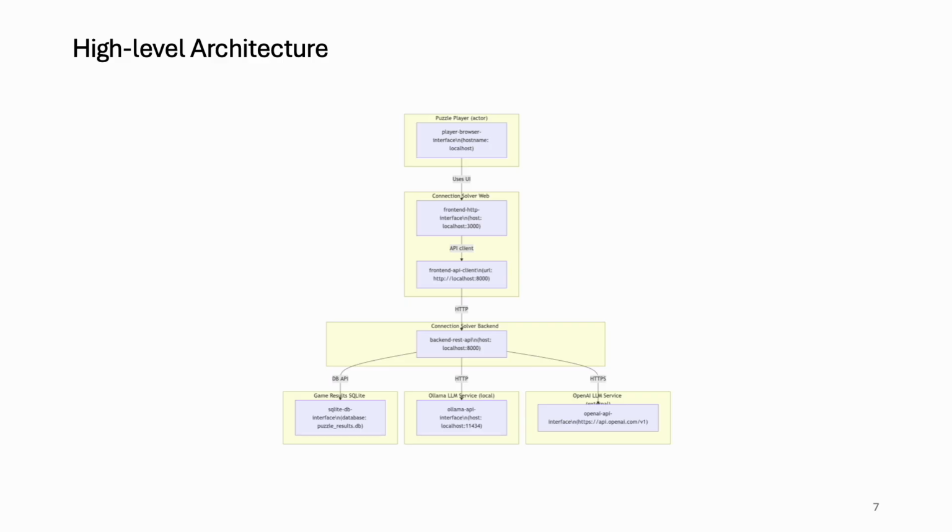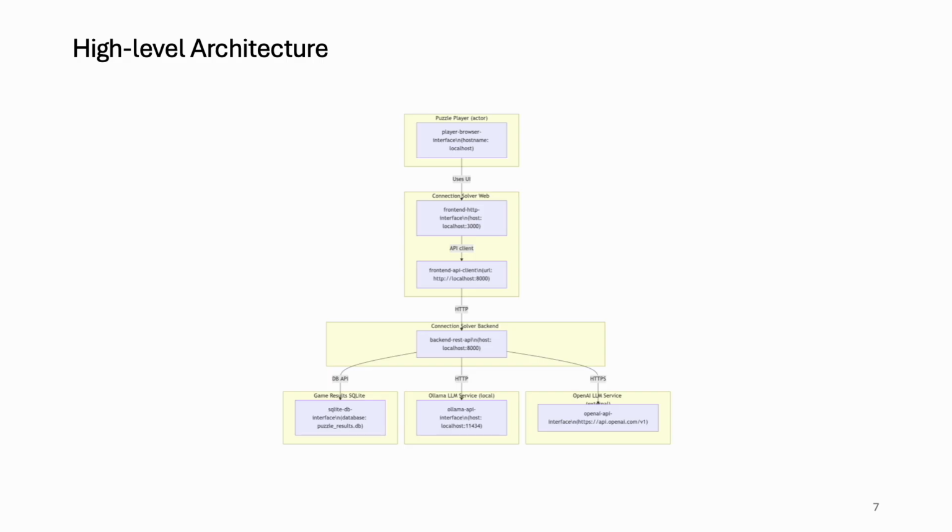This slide shows the high-level architecture of the system and how the pieces fit together. I'll walk through it from top to bottom. I'll note that the diagram was created with the help of GitHub Copilot from the actual code base contents, meaning the diagram reflects reality. At the top is the puzzle player, a user in a web browser running on localhost.